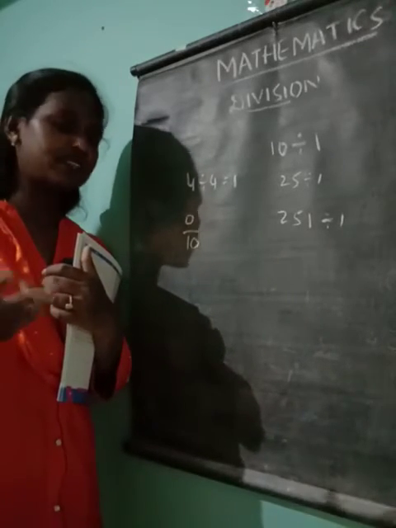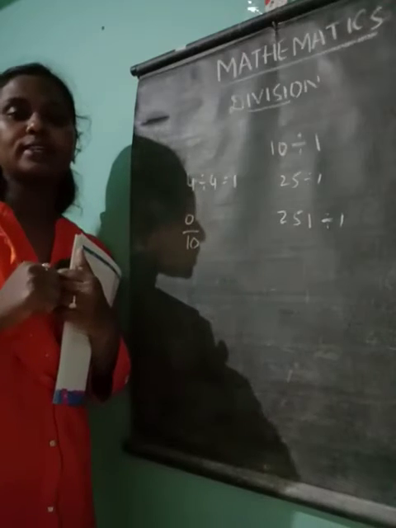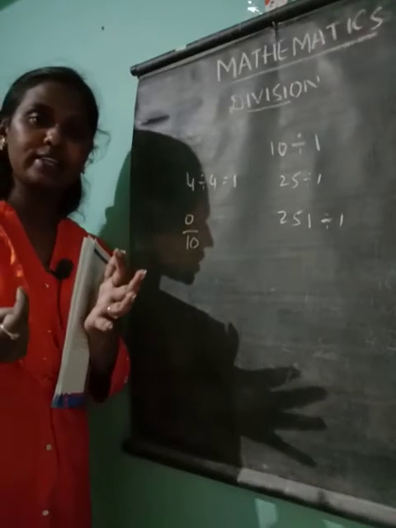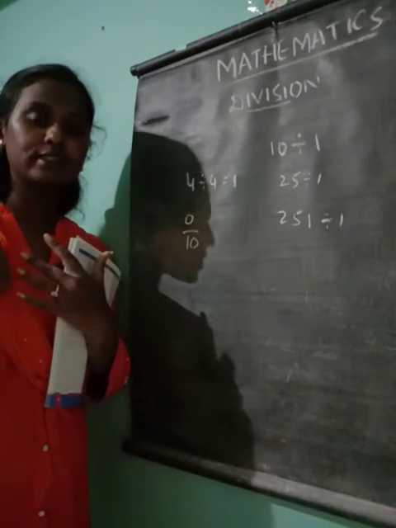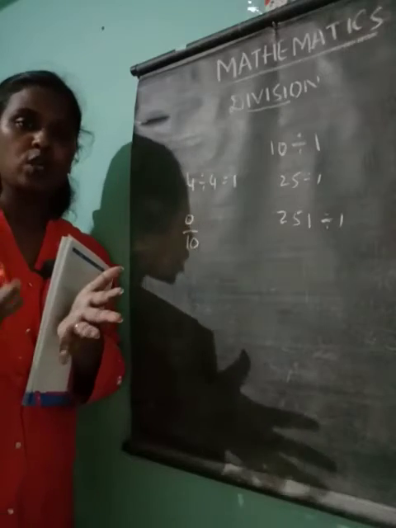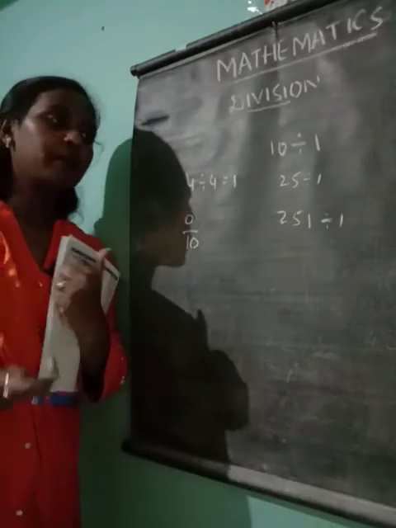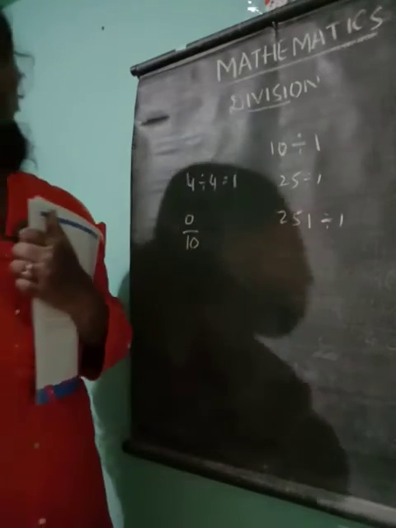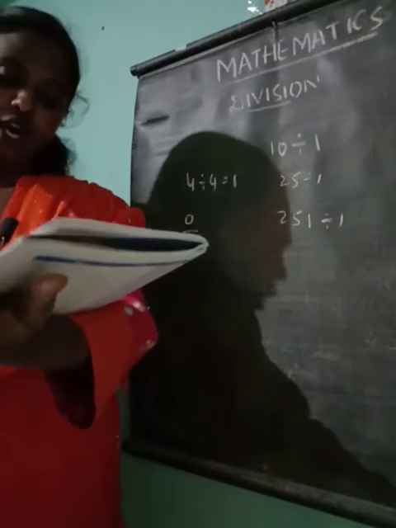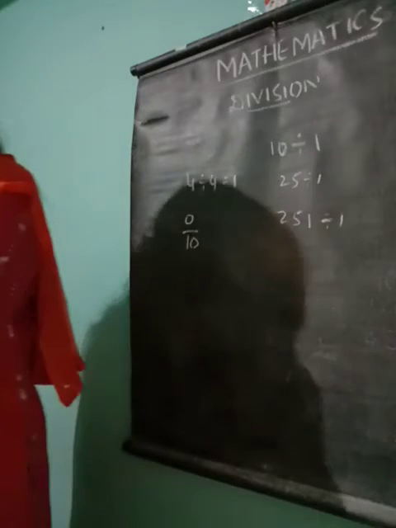The third property tells us if you divide any number by 0, the number is indefinite, or it is considered as 0 because 0 has no value. So if you divide any number by 0, the value is not defined. I hope you understood the properties of division.